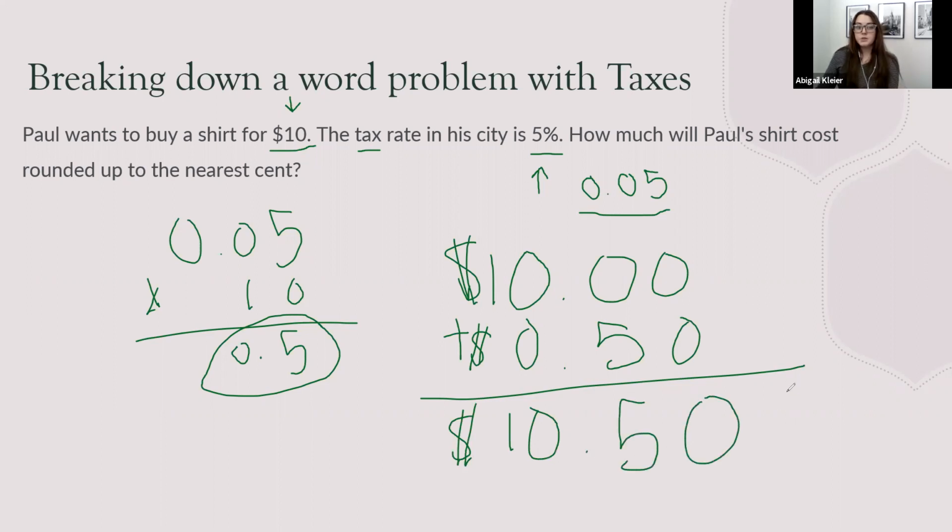So our $10 shirt, and we're adding on 50 cents, in total will equal $10.50. So to answer the question, with a tax rate of 5% and Paul buying a $10 shirt, how much will Paul's shirt cost rounded up to the nearest cent? It will cost $10.50. I'm going to leave this screen up for a second if you want to take a screenshot, or you can pause.